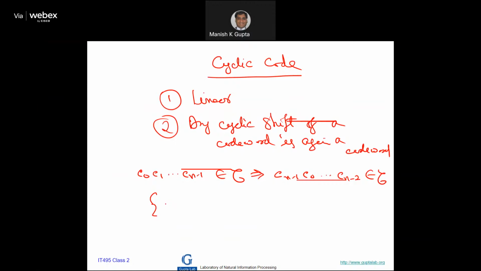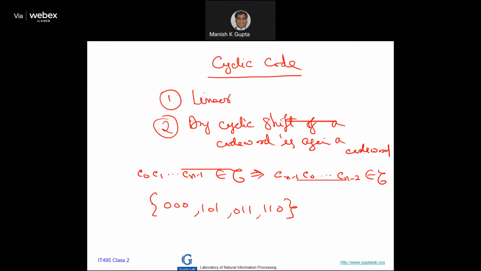If I take the code 000, 101, 011, 110, is it a cyclic code? If I take 000, no matter how many times I shift, it will remain there, right? If I take 101, I shift it, I get 110, which is there. If I take 011, I shift it, I get 101, which is here. If I take the last vector 110, I shift it and get 011, which is the second vector, right? Everything is shift-closed here. So the second property is satisfied.